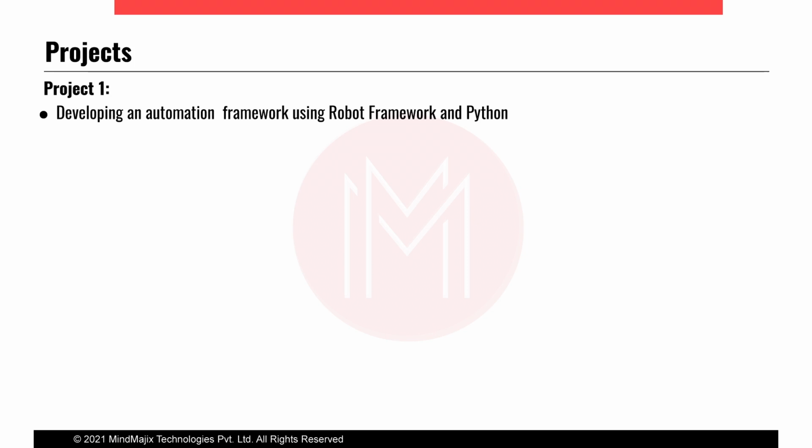Projects. Once the mentioned concepts are done, yes, we'll put our hands on creating a project. Here we'll do one GUI testing project using Robot Framework. That is nothing but logging in to a website, performing some operations there, validating the UI components, and declaring the results. We can do these things using Robot Framework and Python as part of the project for this program.